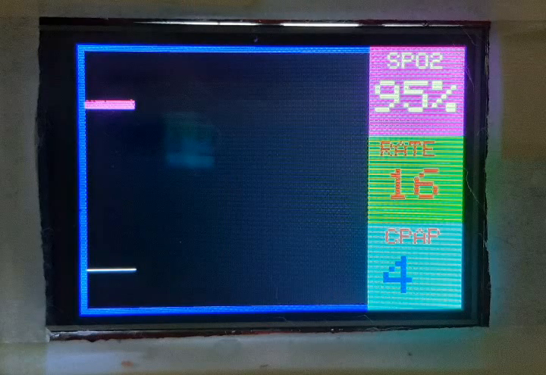If you see the screen, in this part you will see CPAP 4, and after that you will see a rate, and after the SpO2 it is showing 95%, 16 and 4. This CPAP, I have two modes in this machine: the CPAP and the PEEP. I am going to explain about CPAP and PEEP.